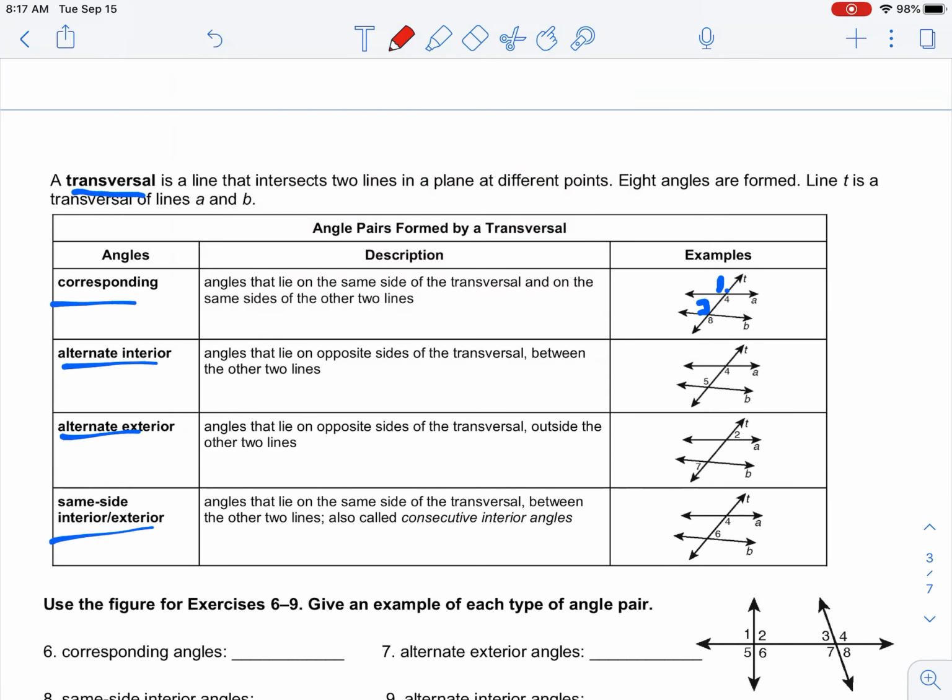All right, alternate interior angles. Alternate interior angles are inside 2 parallel lines, and they alternate which side of the transversal they're on. So 4 and 5 are alternate interior. They're inside 2 lines, and they alternate which side of the transversal they lie on.